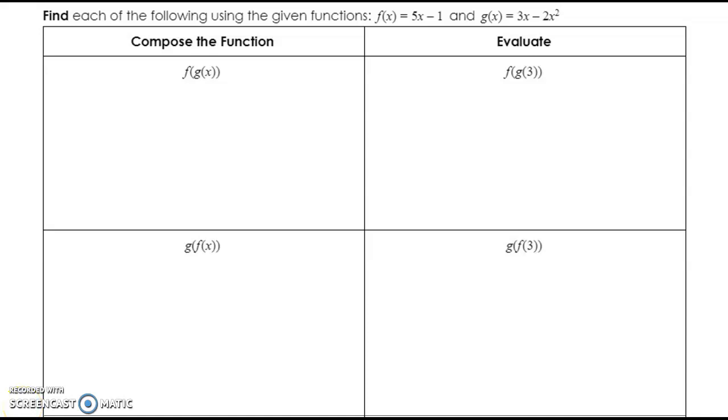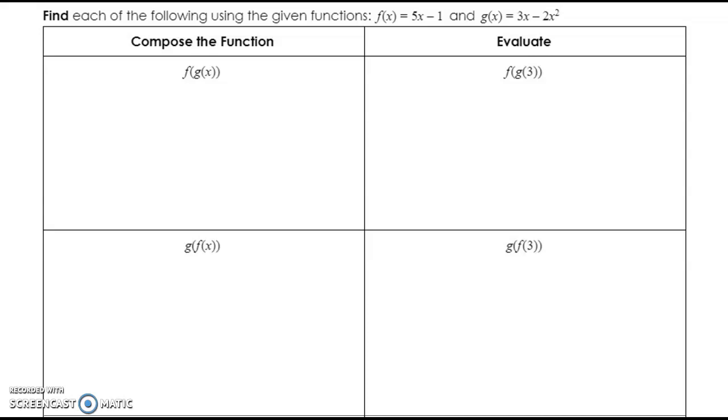All right, so this is day 2 of composite functions. And so today what we want to do is not only compose the function, but we also want to evaluate given a certain value. So we are working with the functions f of x equals 5x minus 1 and g of x, which is 3x minus 2x squared. So first we want to compose the function.